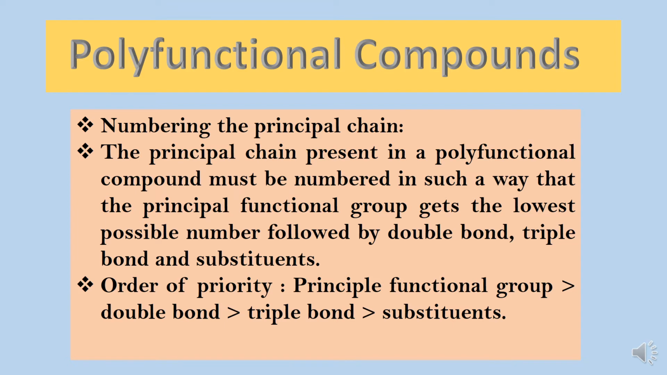And now numbering is done in such a way that the principal functional group gets the lowest possible number, followed by double bond, triple bond, and then other substituents. The order of priority for numbering would be principal functional group, double bond, then triple bond, and at last substituents.